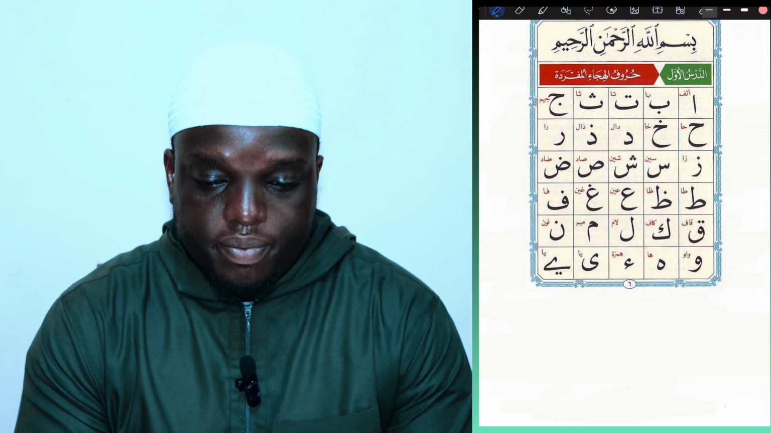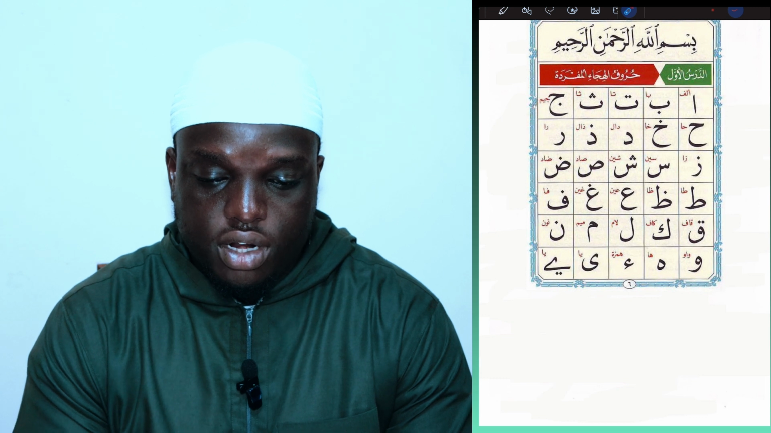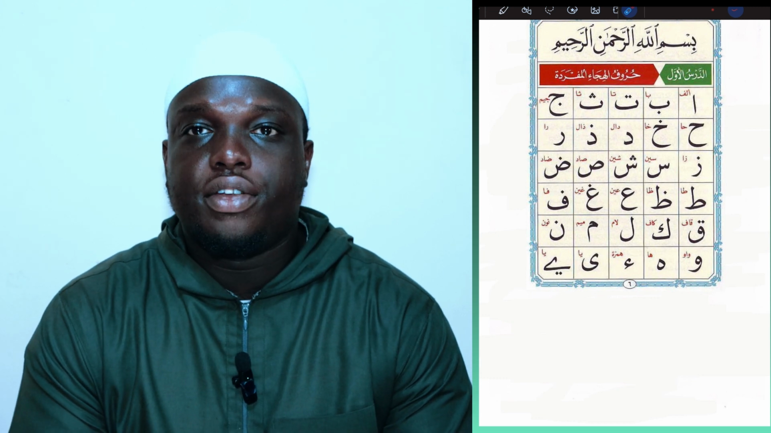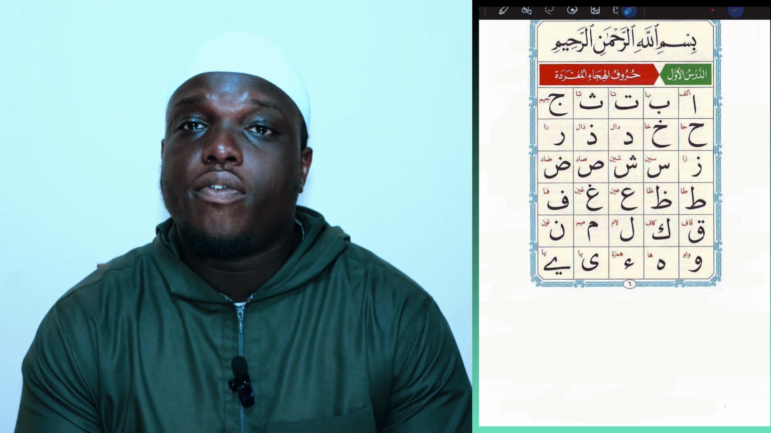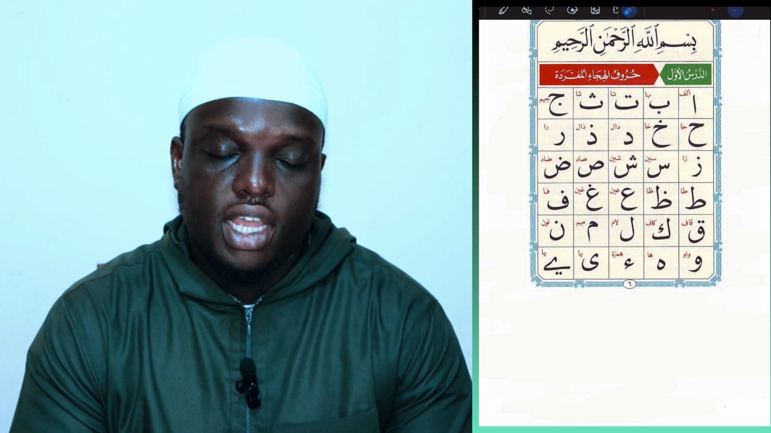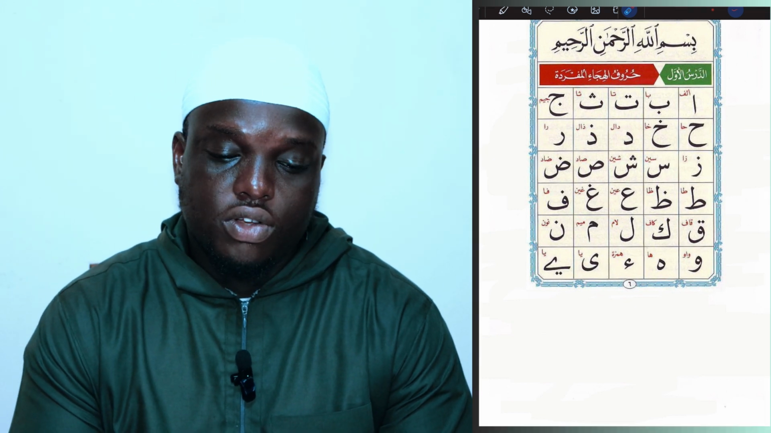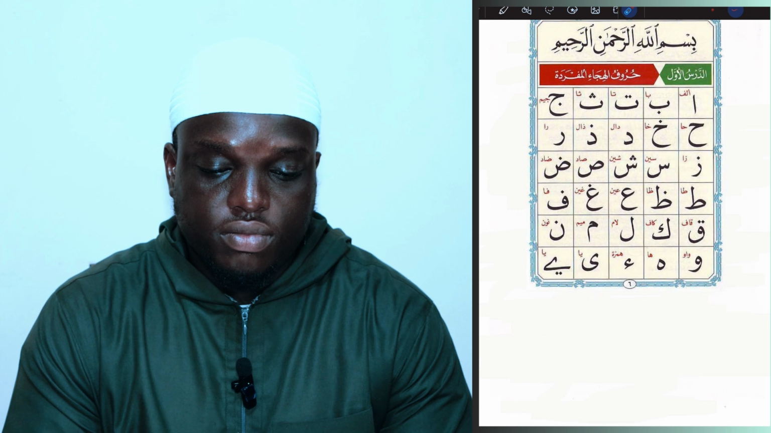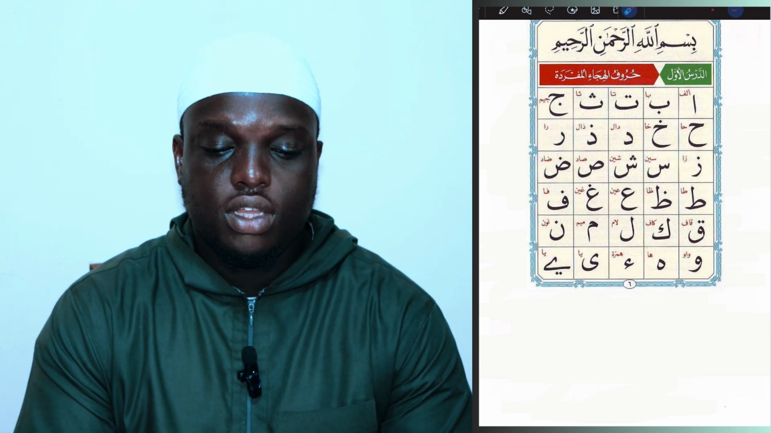Within lesson one, as you guys can see, we just have our Arabic letters. The first lesson that we're gonna learn is to be able to read out the Arabic letters, and then from there we build on. There are two things that I want us to focus on this lesson.